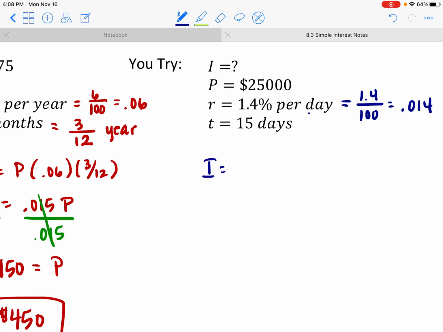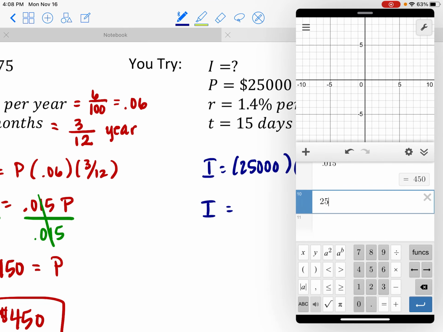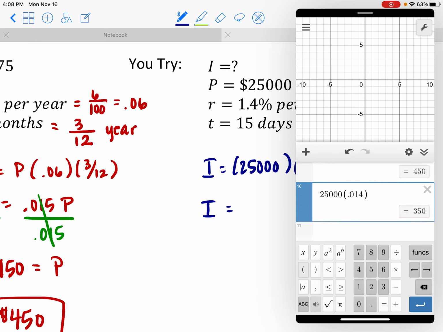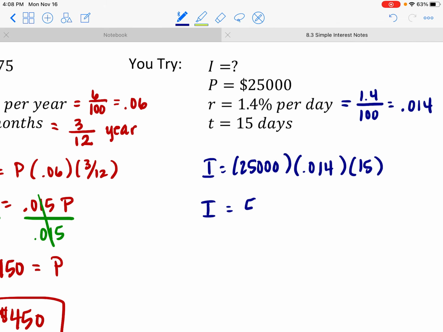So interest is going to be 25,000 times 0.014, and then times 15. Again, we don't have to convert since days and days are matching. So interest is going to equal some amount that the calculator is going to give us. 25,000 times 0.014 times 15, and that's 5250.